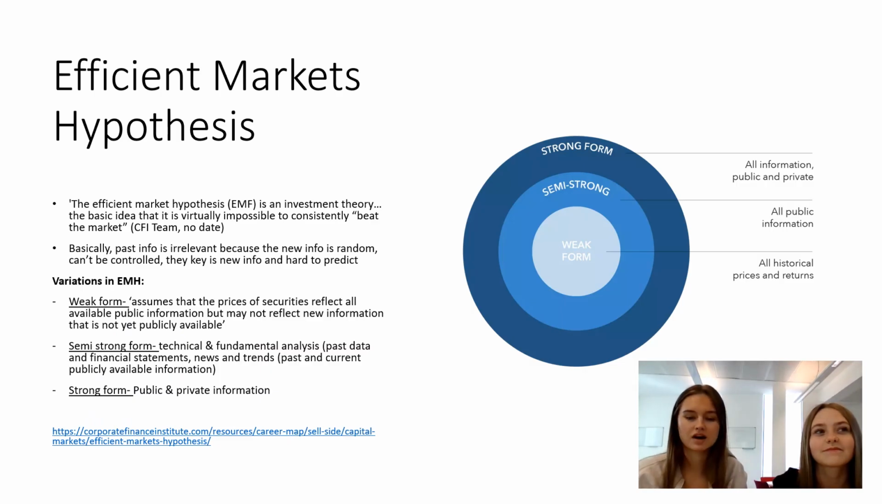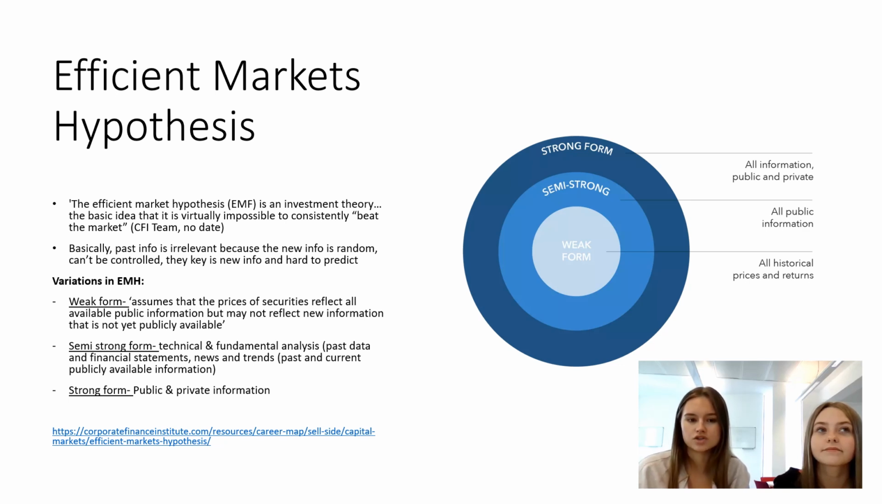So this is the efficient markets hypothesis, which is something that should be considered when thinking about the investment suggestions that we've talked about previously. This is basically an investment theory that suggests that it's impossible to beat the market, because all past information is irrelevant and future figures are random and can't be predicted.